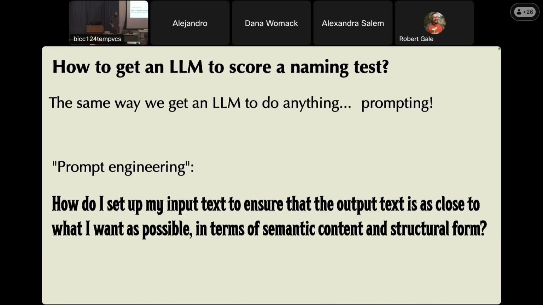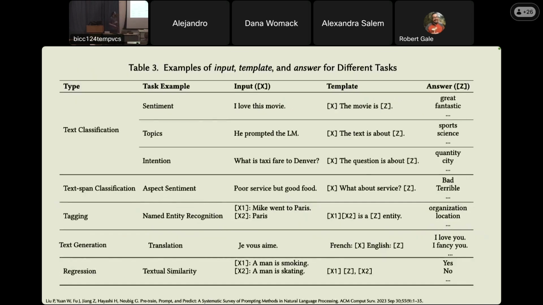That is just a fancy way of saying, how do I get my input text to ensure that the output text is as close as possible to what I want, in terms of semantic content and structural form. There are a lot of different ways people have tried to organize and typologize prompts, but I like this table because it shows a bunch of general patterns and examples of prompts.